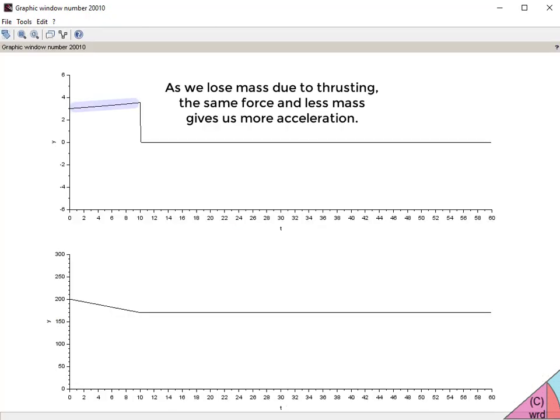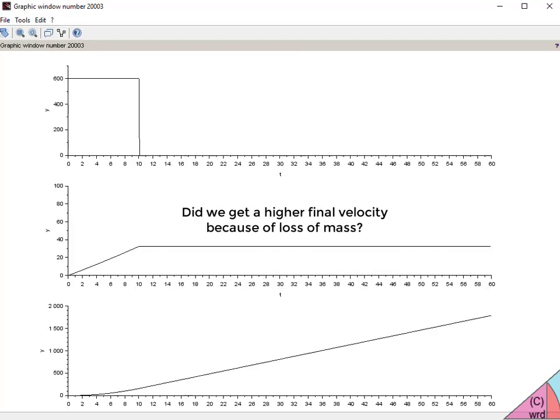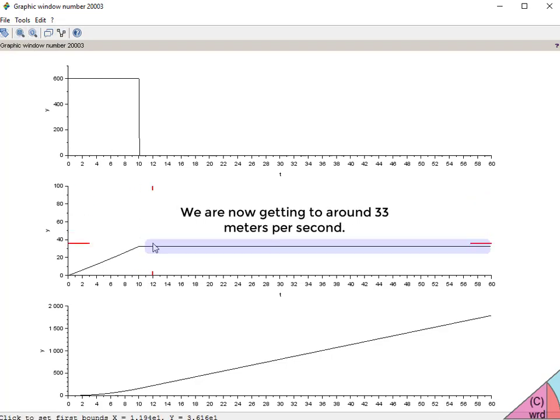Run 2. As we lose mass, we see an increase in acceleration by the end of the 10 seconds. On this lower trace, we see the mass of the car come down from 200 to around 170 kilograms. Do we get a bit more final velocity because of the loss of mass? Yes. We finish closer to 33 meters per second.